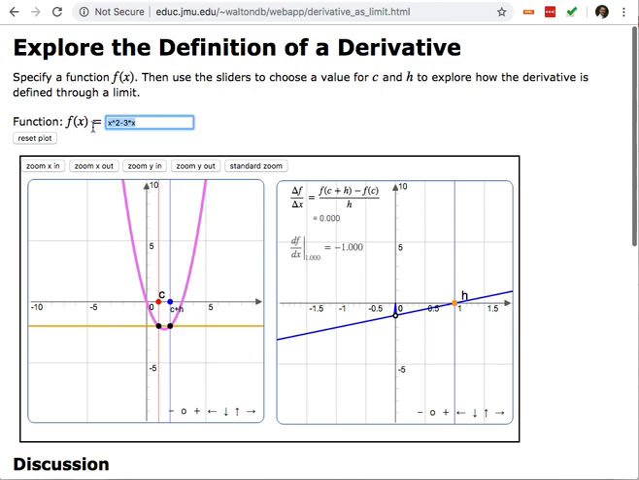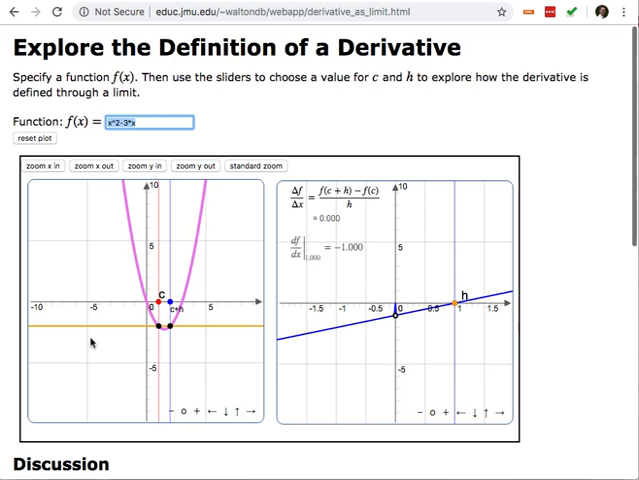It's x squared minus 3x. And so we can see that we have a graph of that parabola. There's a point here that I can slide back and forth. It's currently set to x equals 1. So we're going to calculate the slope of the tangent line at this point right here.